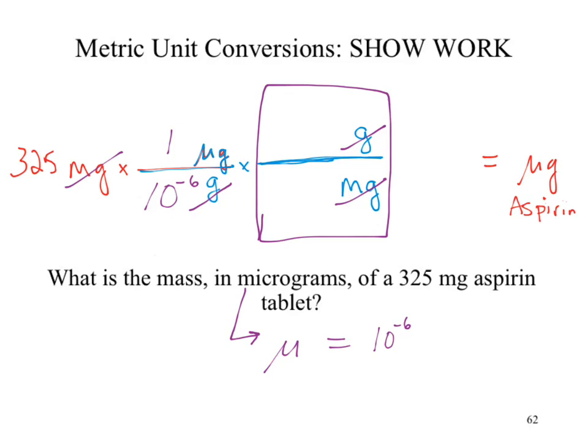Our power of 10 needs to show up where? In front of the core unit. Which is the core unit? Grams or milligrams? Grams. Here's our power of 10. What shows up in front of the milli? 1. We can now punch it into the calculator and we would get an answer.